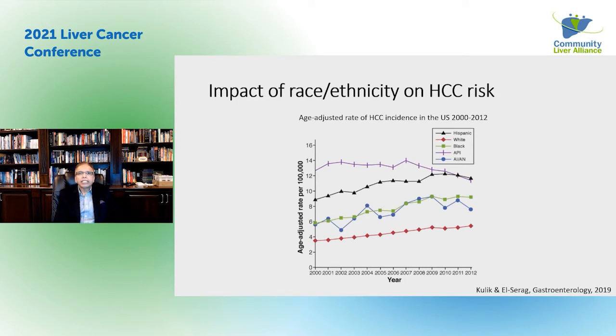Race and ethnicity is also an important risk factor. This slide shows the trend in HCC incidence between 2000 and 2012. At the top is the Asian Pacific group that has the highest risk of hepatocellular carcinoma, followed by Hispanics. Next slide.